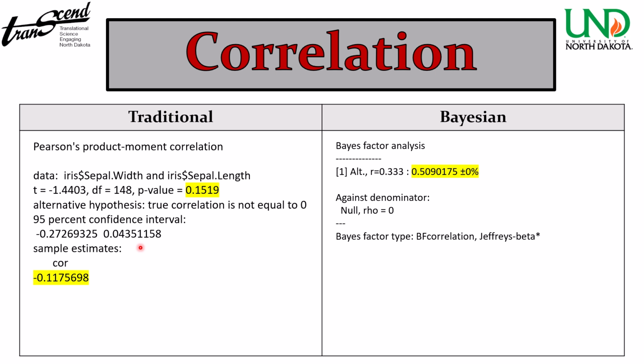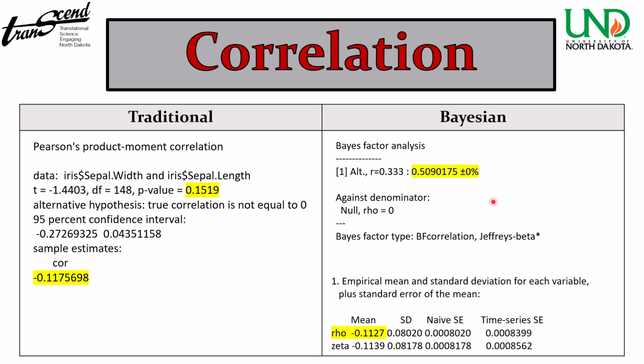So there's anecdotal evidence for the null hypothesis, sorry, not the alternative hypothesis. That is to say, there's some evidence, anecdotal evidence, that there's no real correlation. We can do a plot here.